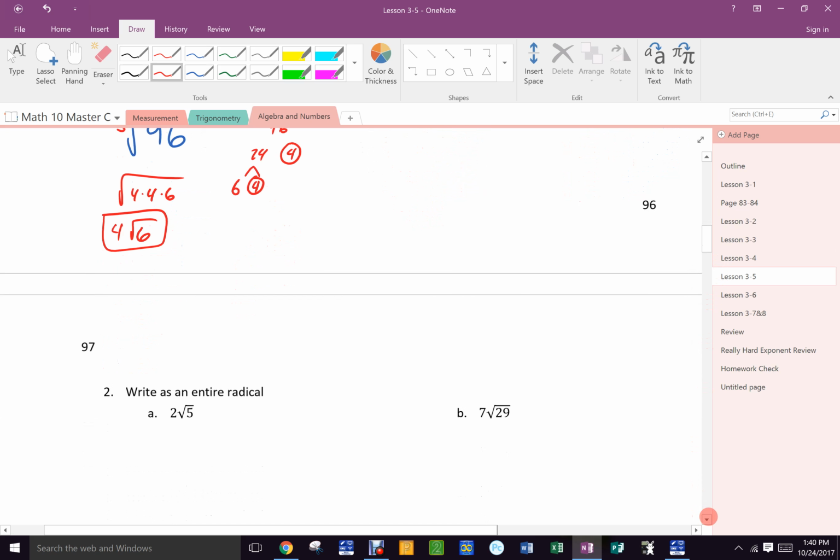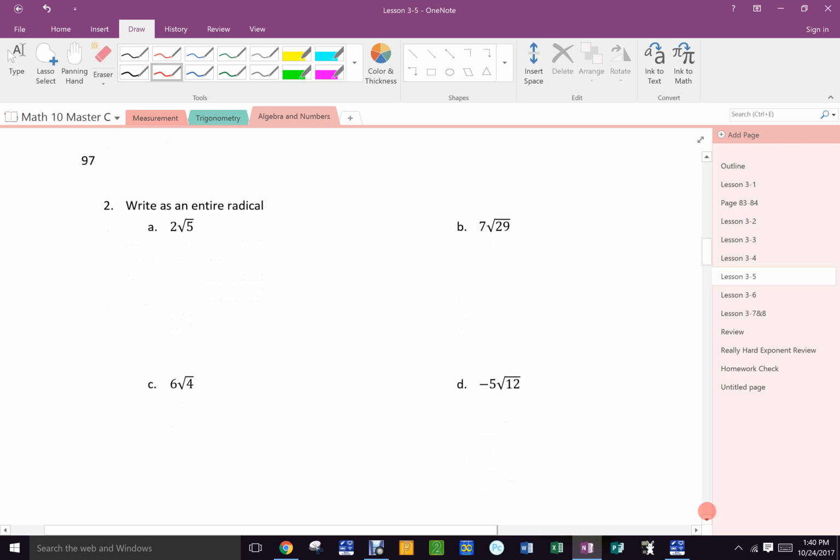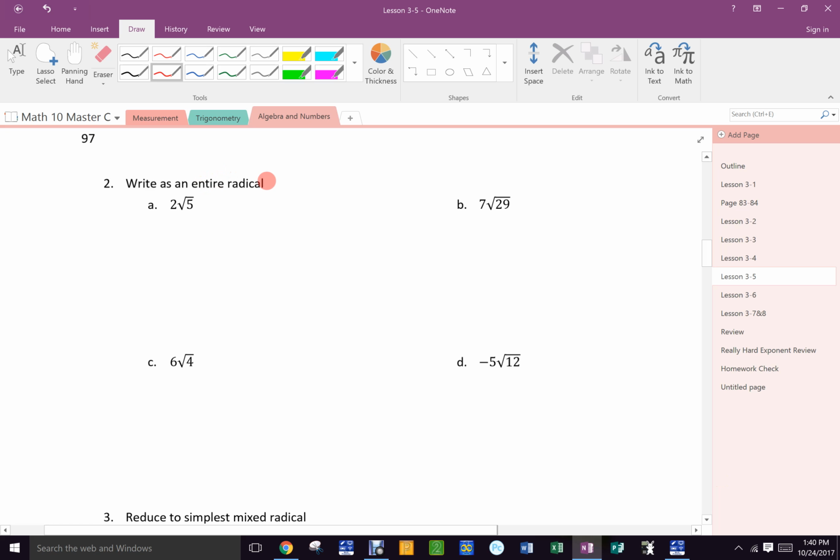Okay, let's move it along, little doggies. Page 97. Write as an entire radical. What does that mean? I only need a radicand. So no coefficient. So which number isn't allowed in the first one, the 2 or the 5? 2. The 2's not allowed. If there's 1 2 out there, how many 2's lived under there? 2 of them. So it would be 5 times 2 squared, which would be what?